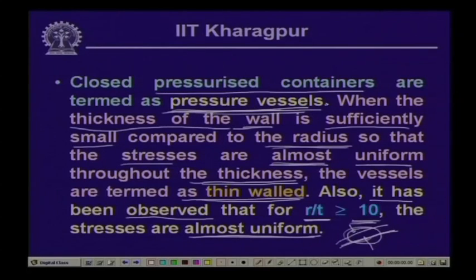To define it precisely, we should say that when the thickness of the wall is sufficiently small compared to the radius, so that the stresses are almost uniform throughout the thickness, then the vessels are termed thin walled pressure vessels. And the criterion is that if r by t, or the radius to thickness ratio, is greater than or equal to 10, then we call that kind of vessels thin walled pressure vessels.